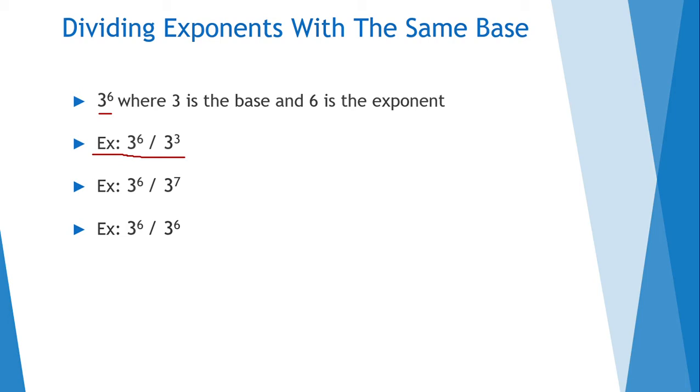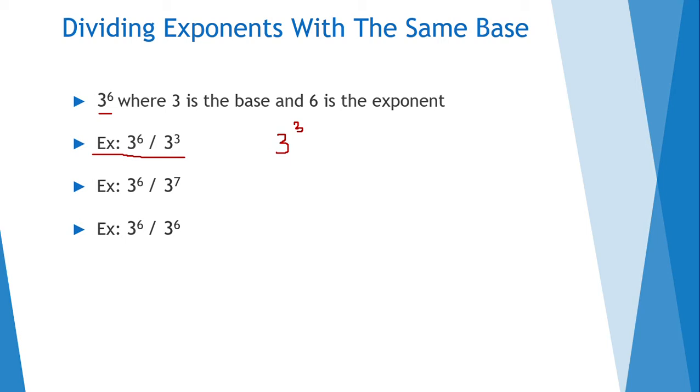For example, here the answer would be 3 because we'd keep the base as 3 and we'd subtract 3 from 6, giving us 3. So we'd have 3 to the power of 6 divided by 3 to the power of 3 just equals 3 to the power of 3 because 6 minus 3 is 3. But here, what happens when we have something like 6 minus 7 where we'd get a negative number? Well, that's where our negative exponents come in, and this is a proof of why negative exponents work the way they do and why dividing exponents works the way it does.